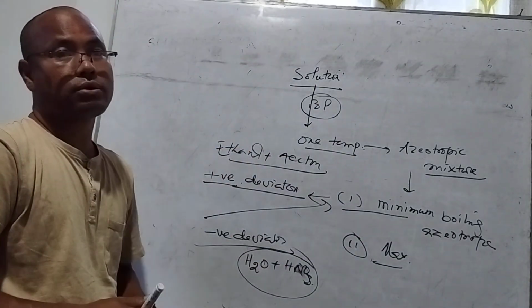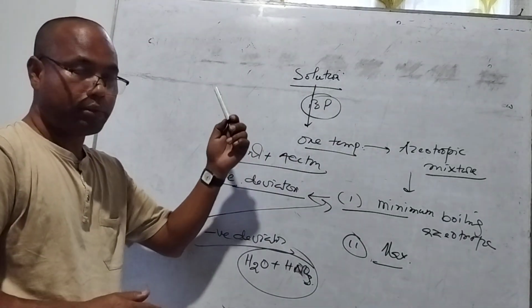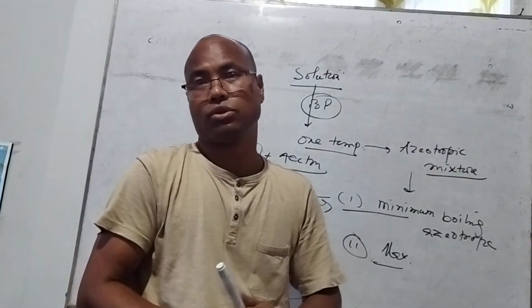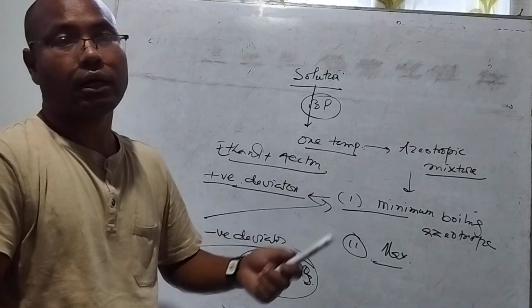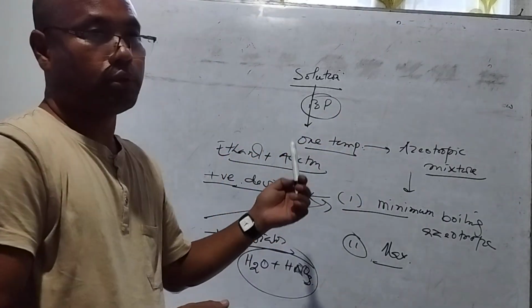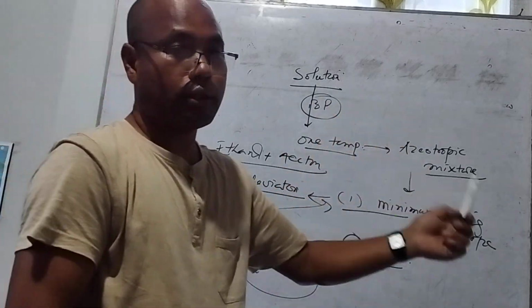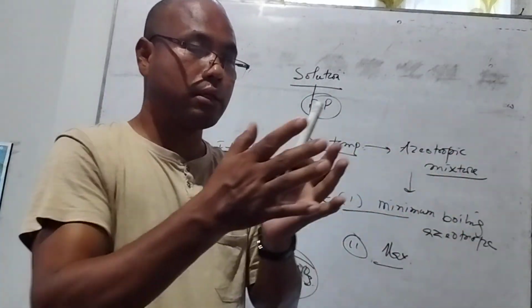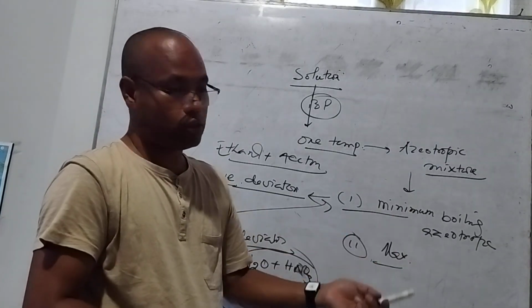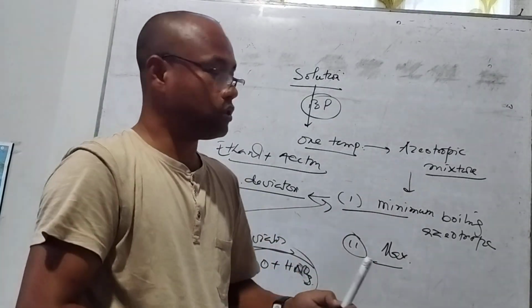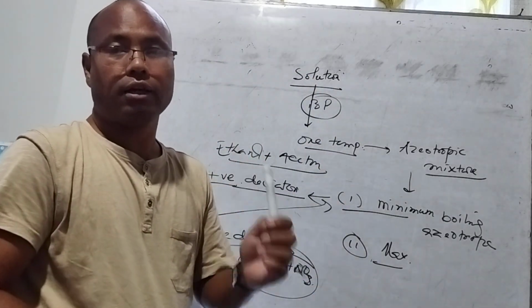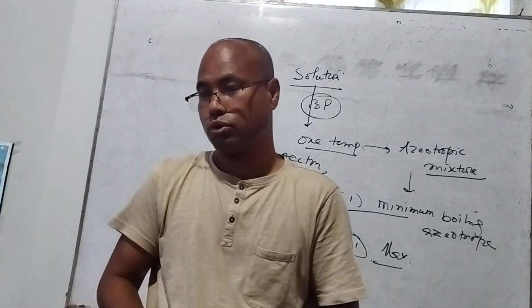So here, the most important thing I repeat: the examples of the different types of solutions. For an ideal solution, what are the mixtures of two liquids; for a non-ideal solution, what are the mixtures; in positive deviation, what are they; and in negative deviation, what are they. At the same time, we should remember the minimum boiling azeotrope and the maximum boiling azeotrope. These are the important things regarding ideal and non-ideal solutions, right?